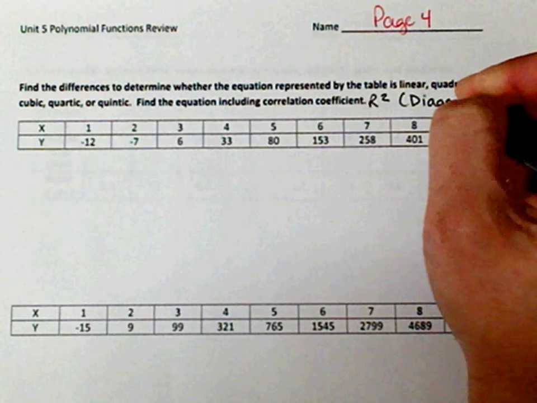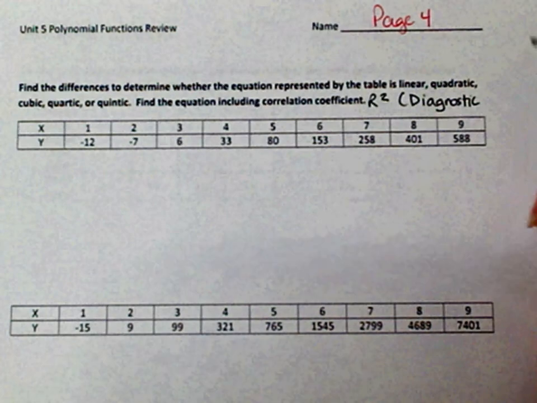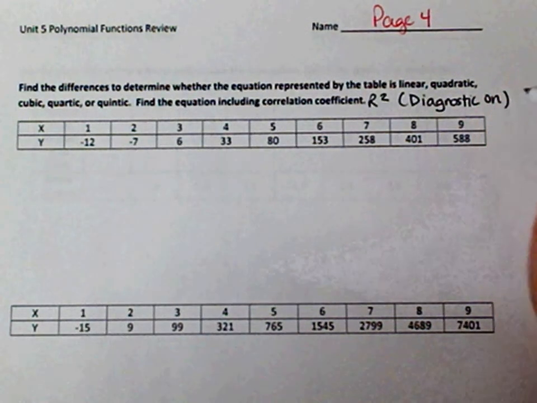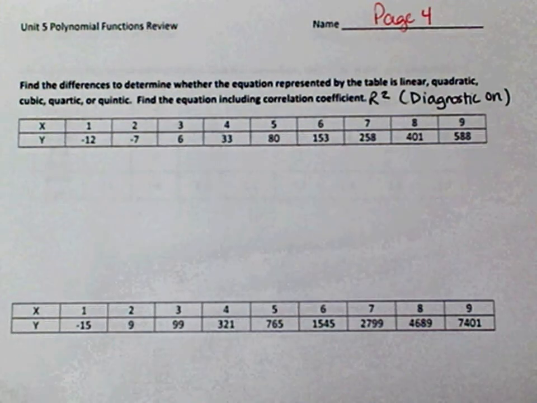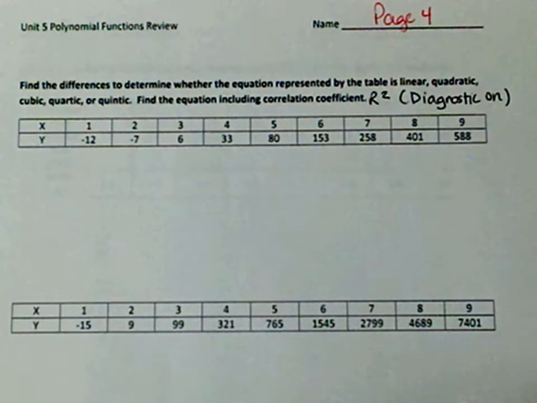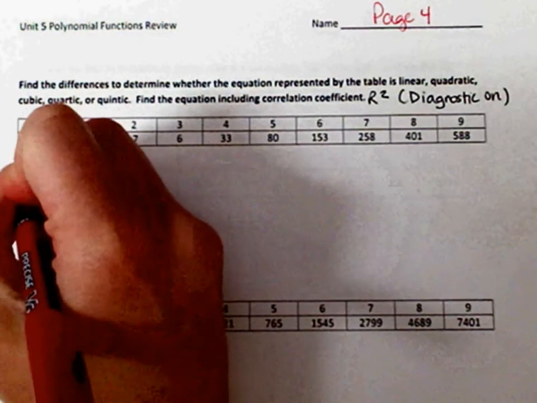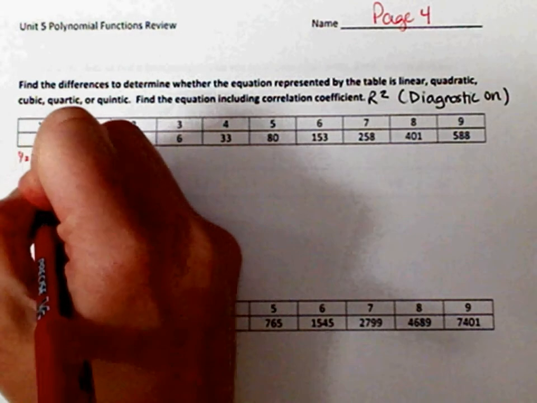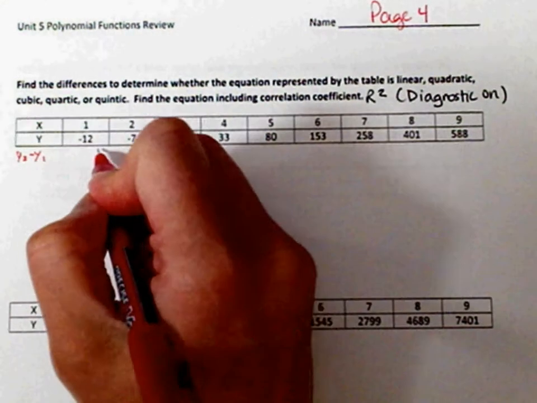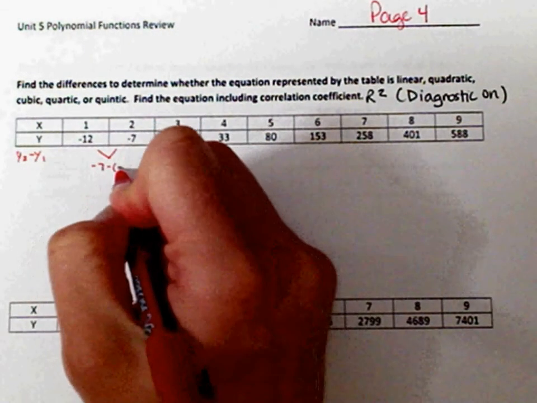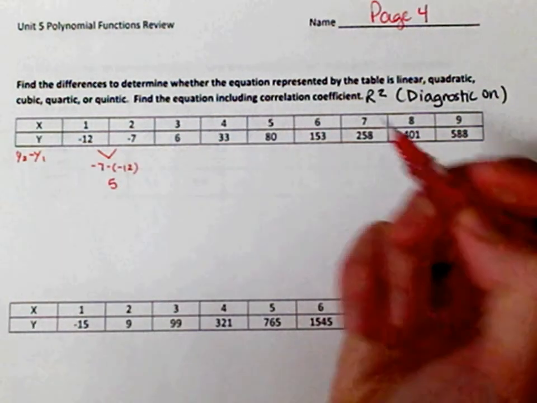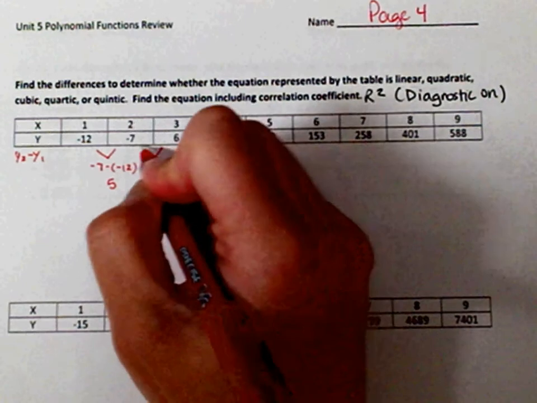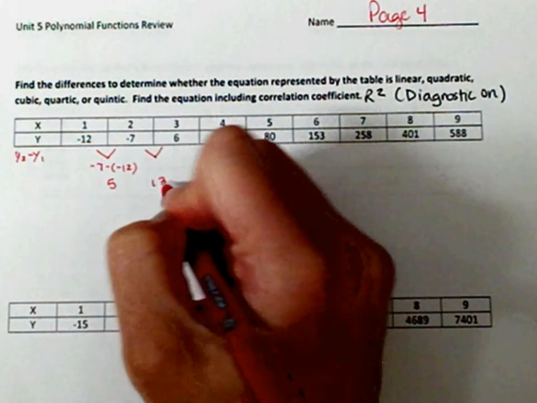If you have a TI-84, for diagnostics you can go to mode. If you do not, you'll have to go to second catalog and turn on your diagnostics. All right, now let's do our successive differences. Keep in mind that you always take the second one minus the first. So this will be negative 7 minus negative 12, which comes out to be 5. Same thing, 6 minus negative 7 is 13.